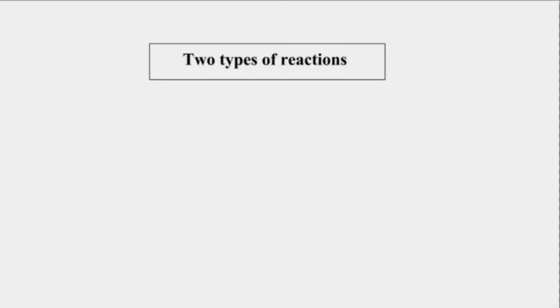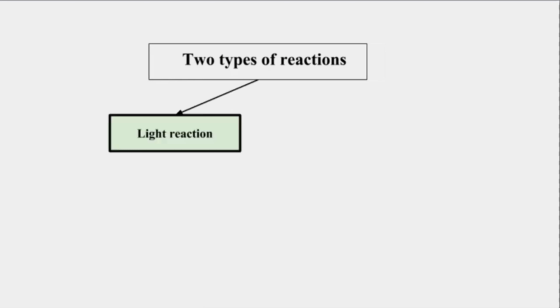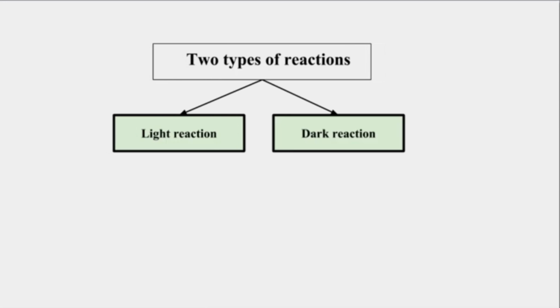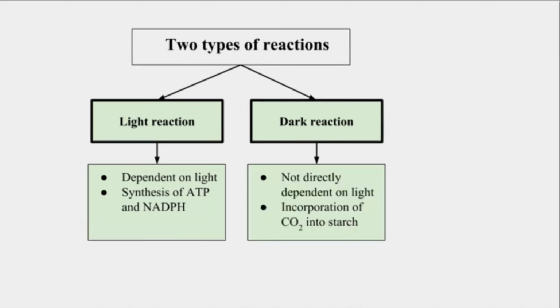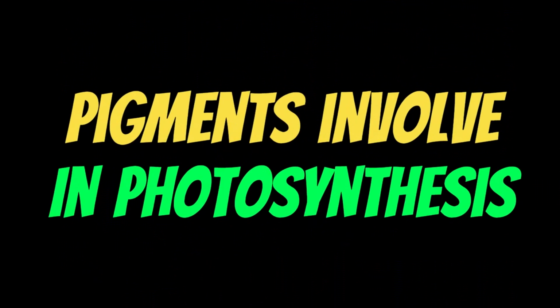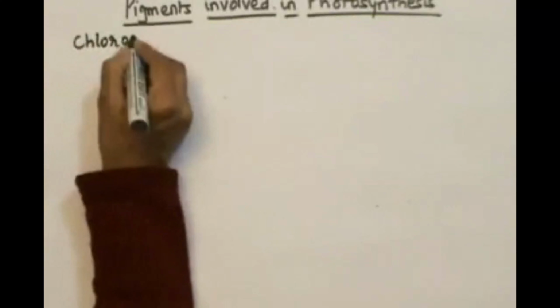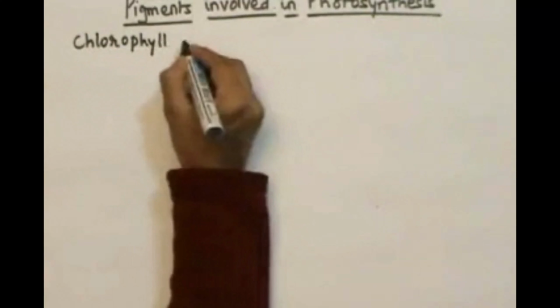Now all this occurs with the help of two types of reactions, namely the light reaction and the dark reaction. Light reactions are dependent on light, and during this phase, synthesis of ATP and NADPH occurs. On the other hand, dark reactions are not directly dependent on light, and during this phase, incorporation of CO2 into starch occurs. That basically a chlorophyll pigment is required for photosynthesis.